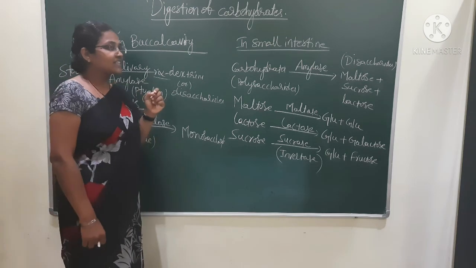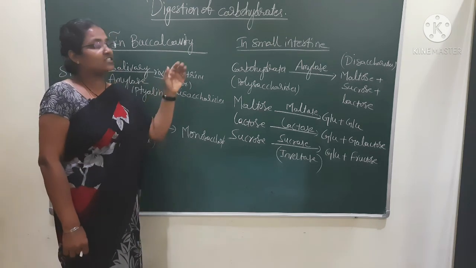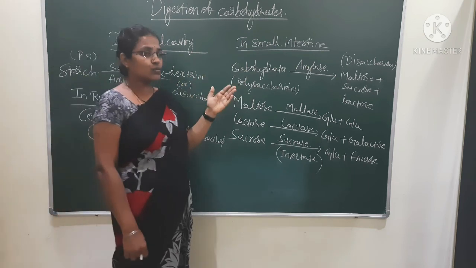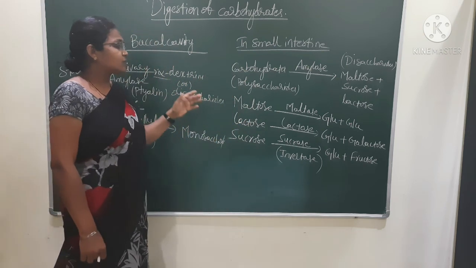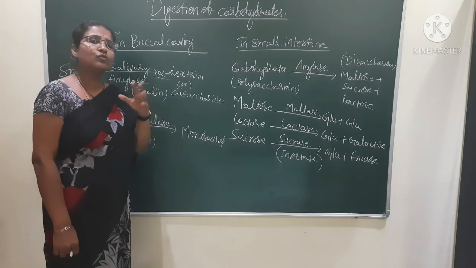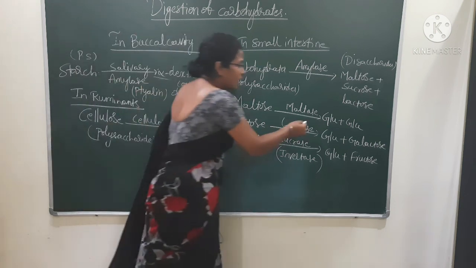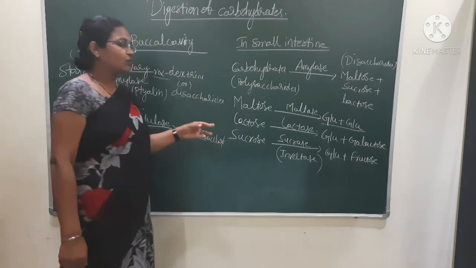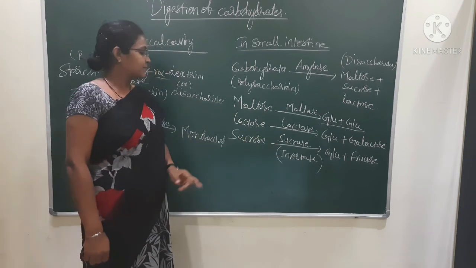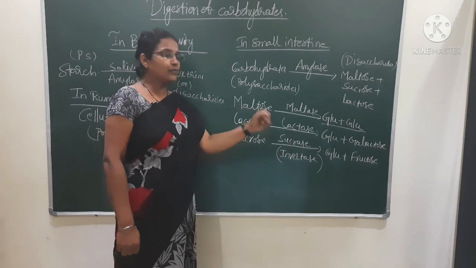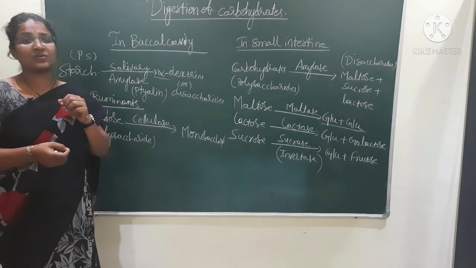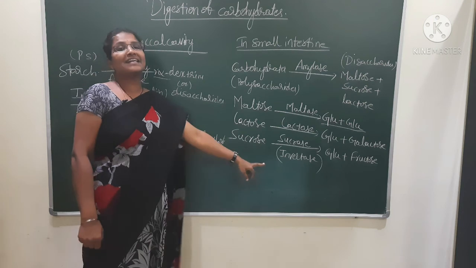Polysaccharides are converted into disaccharides. The disaccharides are maltose, sucrose and lactose. Maltose, in the presence of maltase, forms 2 glucose units. These are monosaccharides. Lactose is converted into glucose plus galactose in the presence of the enzyme lactase. And sucrose is converted, in the presence of the enzyme sucrase, into glucose plus fructose. Sucrase is also called invertase.